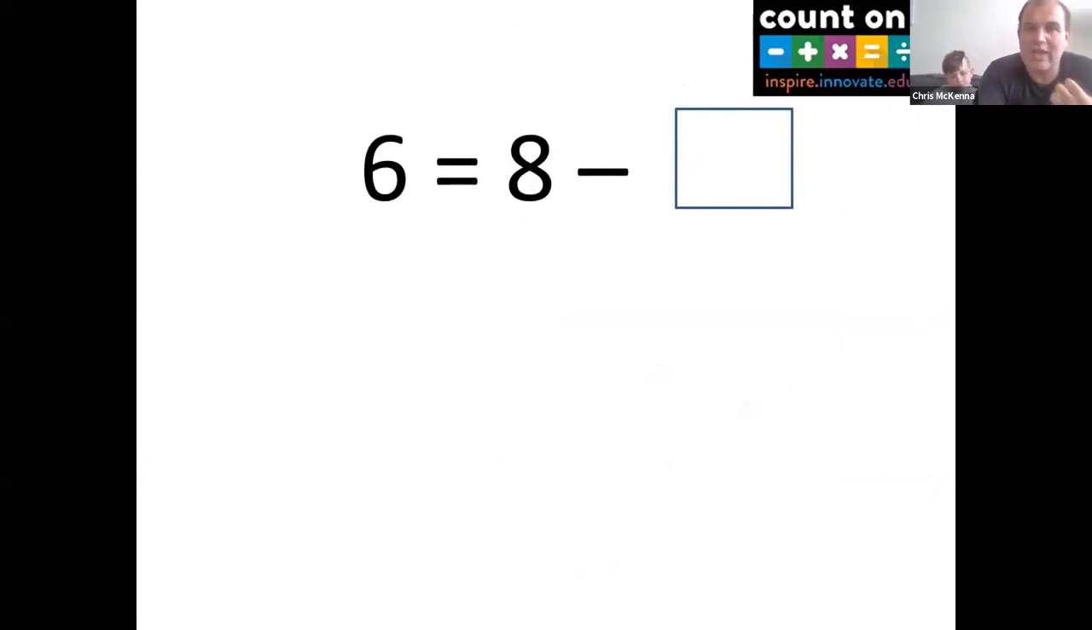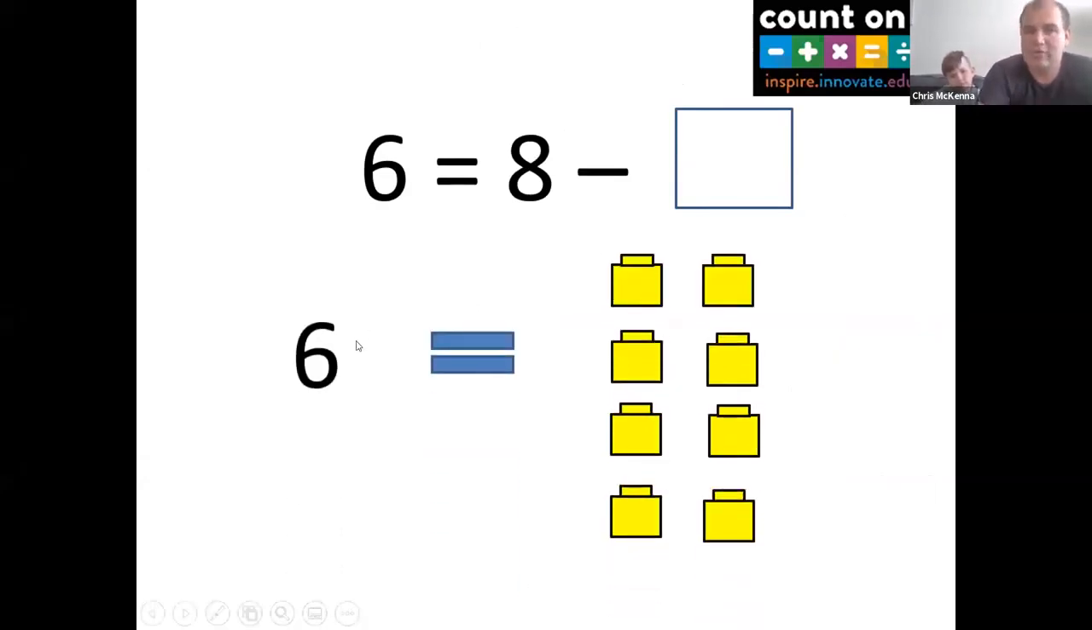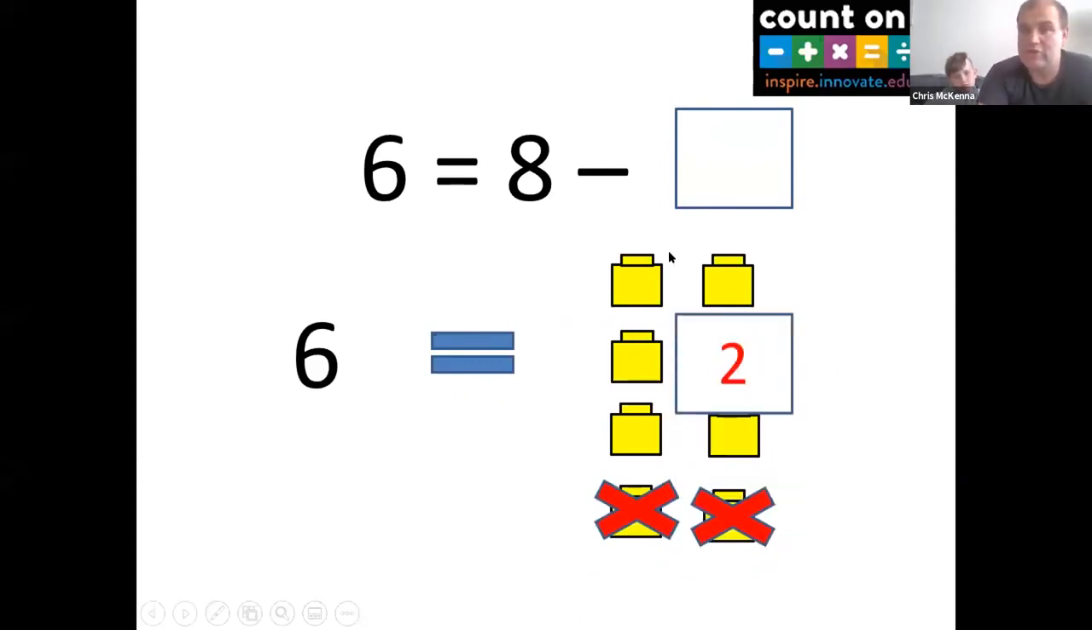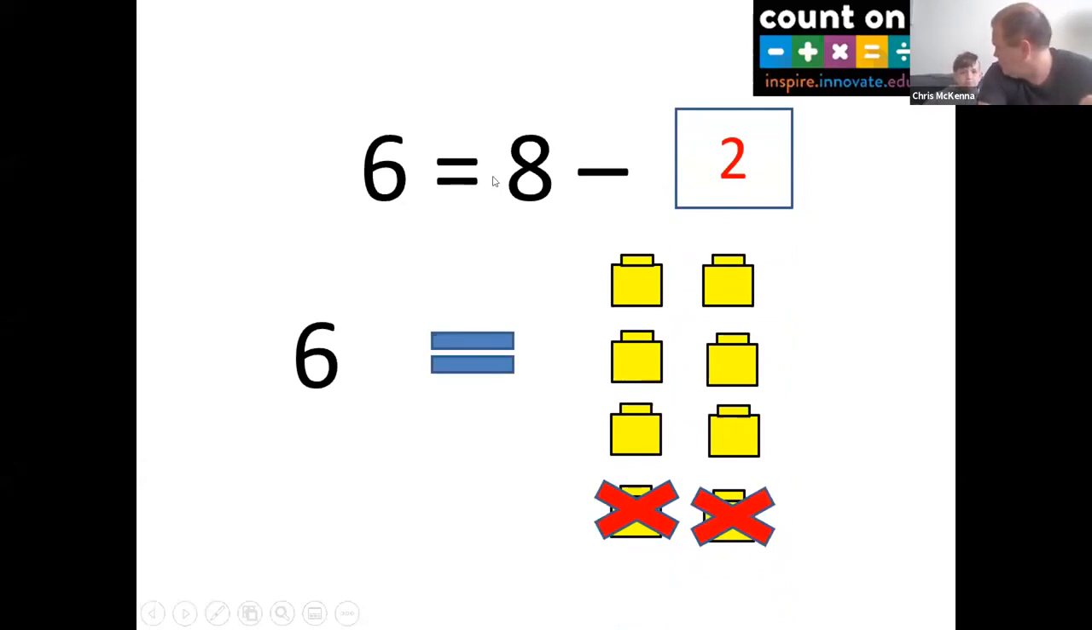So 6 is equal to 8, take away something. Now, some of you might know that already. So 6 is equal to 8, subtract something. I'll show you what I mean. So 6 is equal to, here is 8. How many do I need to cross out so that these two are equal to each other? 2. I need to cross out 2. So the number that goes in here is 2. And we can just check that. What's 8 take away 2? 6.